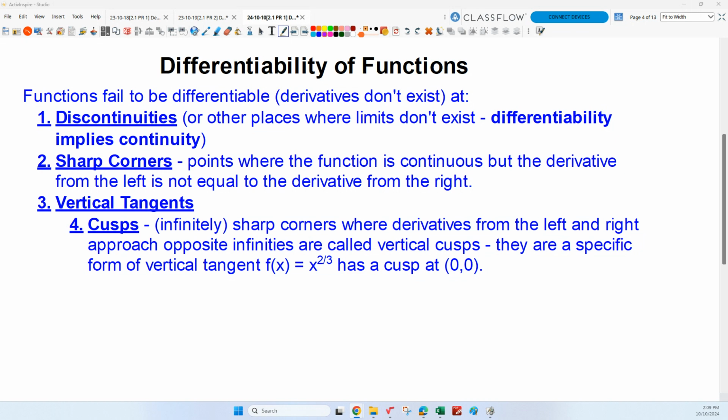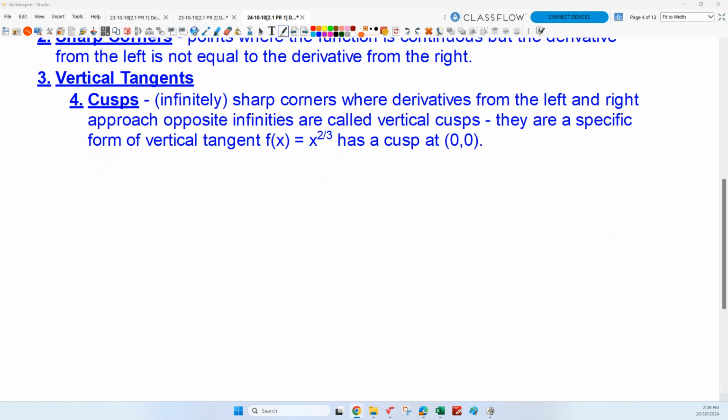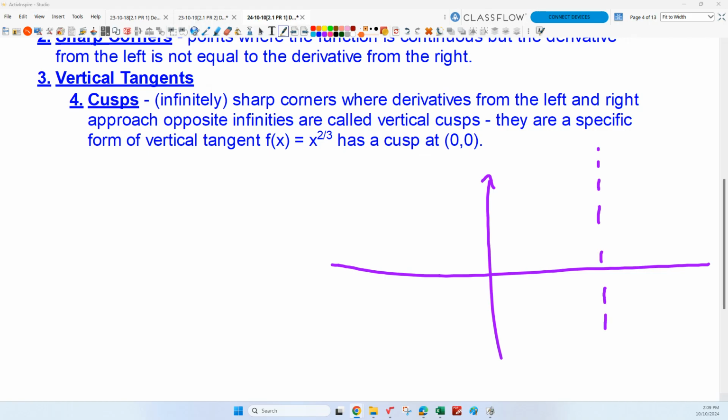And then vertical tangents. Vertical tangents, obviously they wouldn't work because the derivative of a function is its slope, and a vertical line has no slope, right? It's infinite slope, so it's undefined. So any place where a function has a vertical tangent, it's also not differentiable. Okay, 4 is a weird one. Cusps are kind of a combination of 2 and 3 put together. A cusp is an infinitely sharp corner. So a cusp would look like this, for example. If we had some function that did that, that would be a cusp. If we had a vertical tangent coupled with a sharp corner, then it's double damage. It really doesn't exist for 2 reasons, but that's a cusp.